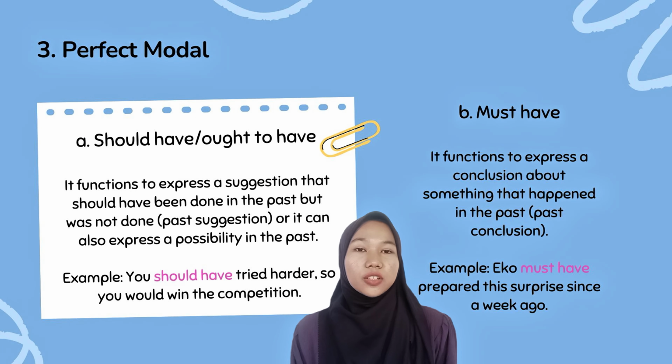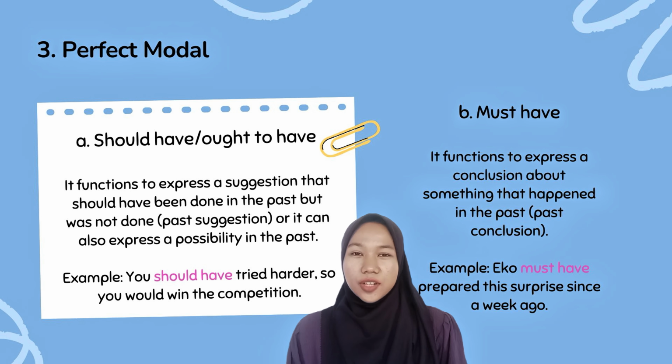Now, let's move on to the next type of modals, which is perfect modals. There are four modals in perfect modals. Let's start with should have or ought to have and must have. Should have or ought to have. These modals are used to express a suggestion about something that should have been done in the past but was not done. In other words, they indicate a past regret or a possibility that did not happen. For example, you should have tried harder so you would win the competition.